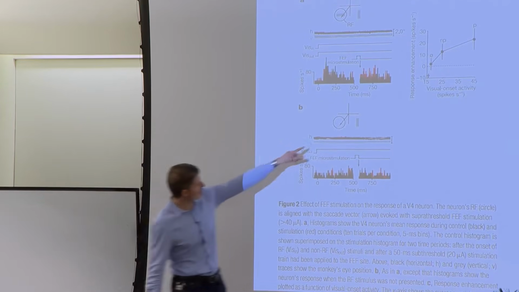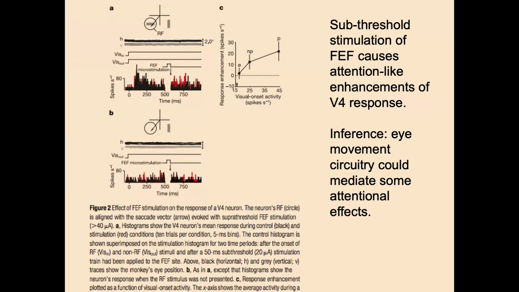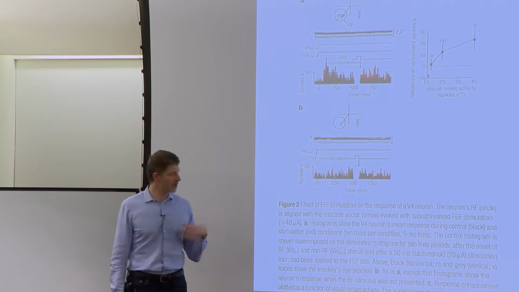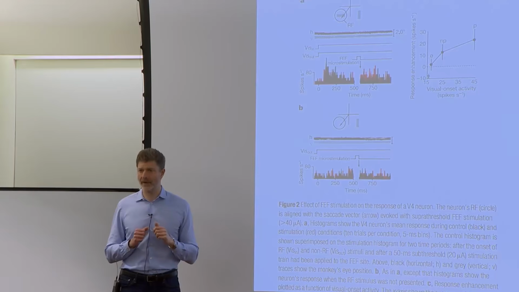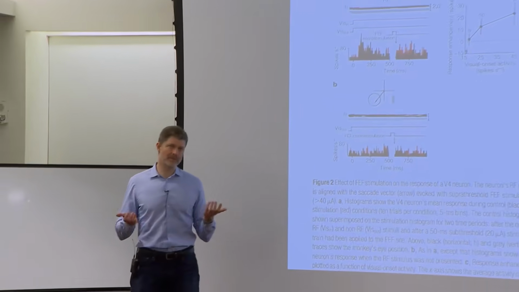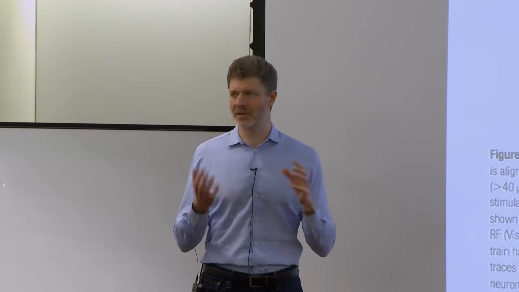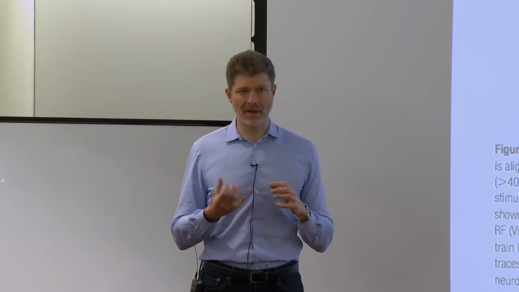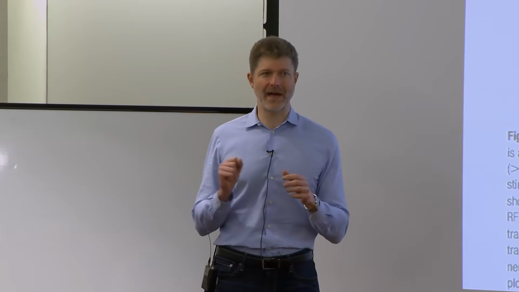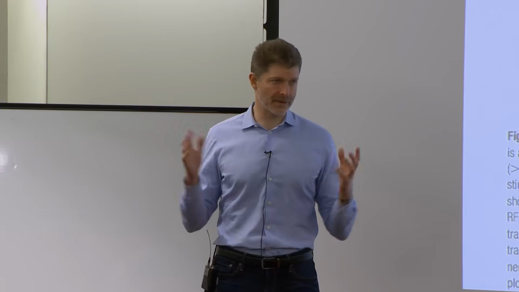Okay? And this is showing that if there's no stimulus in the receptive field, then you don't really get much of an effect. Okay? And so the inference here is that the circuitry that controls eye movements could mediate some attentional effects. Okay? So you might say, well, why is that? Well, possibly because normally attention does kind of move with the eyes, so they should be sort of coordinated in some way. The eye movement circuitry also has some of the characteristics that you might want attention to have, in the sense that it can be spatially directed, right? Because you can move your eyes in all these different directions.